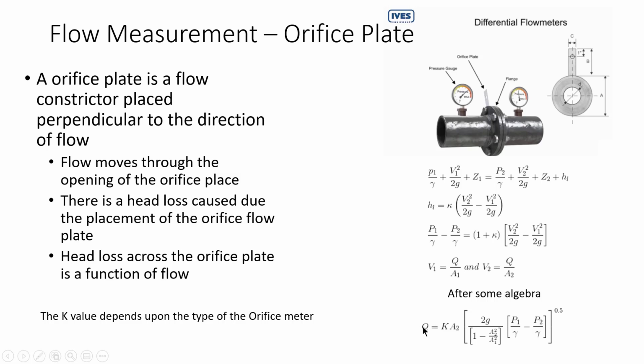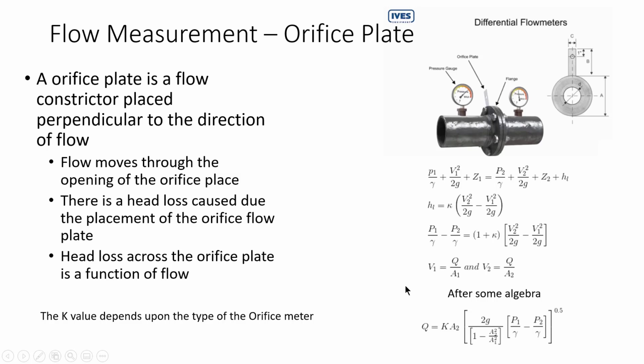So again, Q is proportional to K, and the value of K depends upon the type of orifice meter that you have. So you're going to make use of some of your experiments to calculate K. And then once you get the K, you're going to check the validity of that K and see how well this orifice plate measures the flow rate.